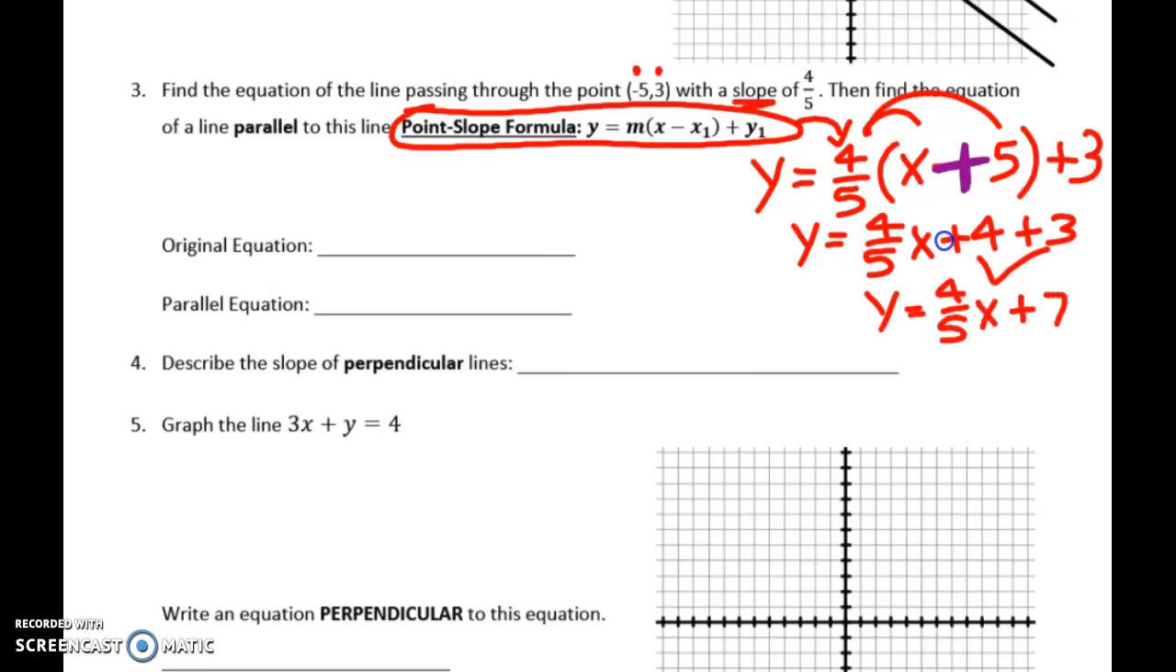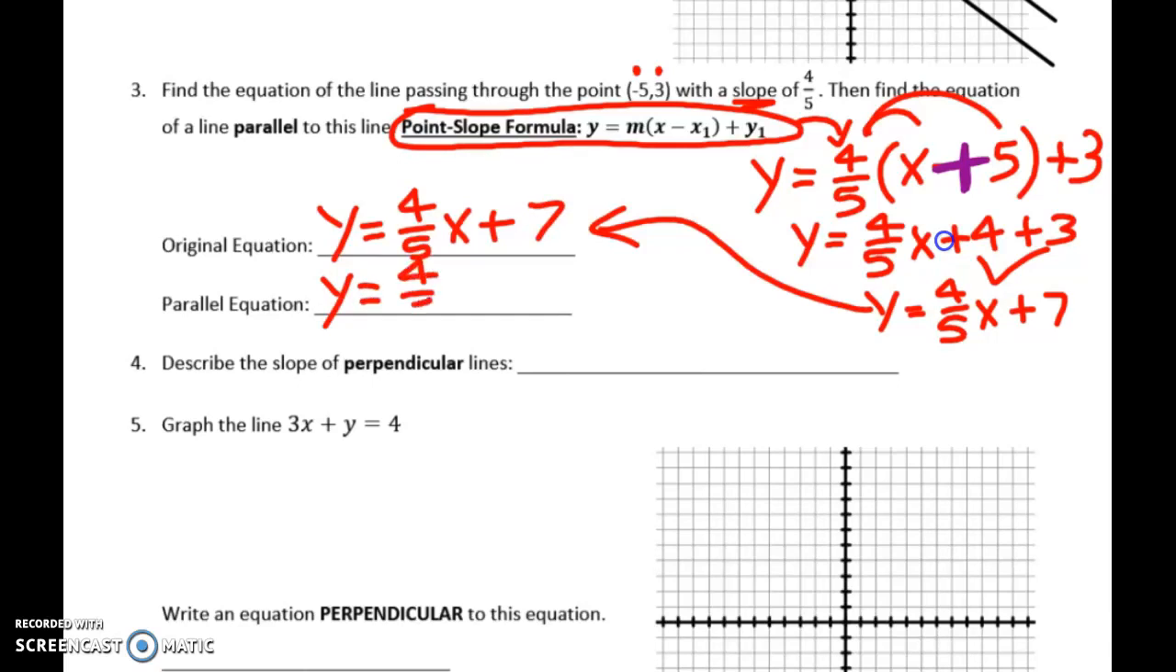So that's my original equation that needs to go over here. And that's great for a parallel equation. All I got to do is rewrite it and change that y-intercept to something else. Now that one you don't have to graph, so we're good with that.